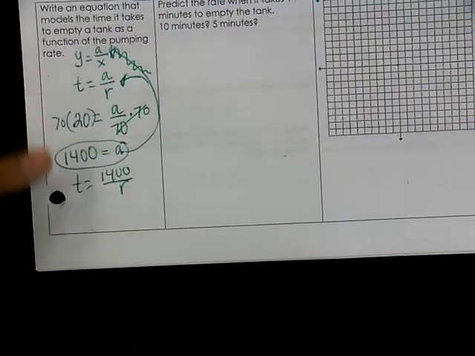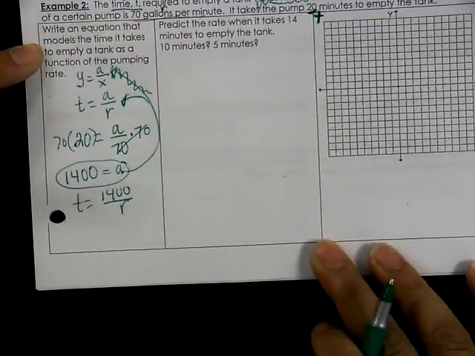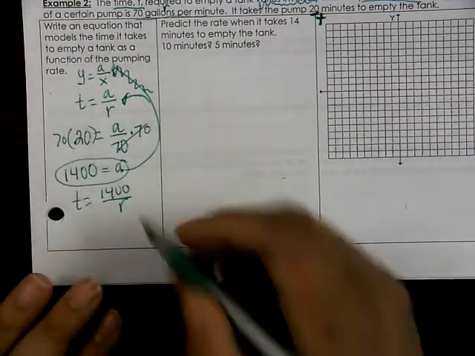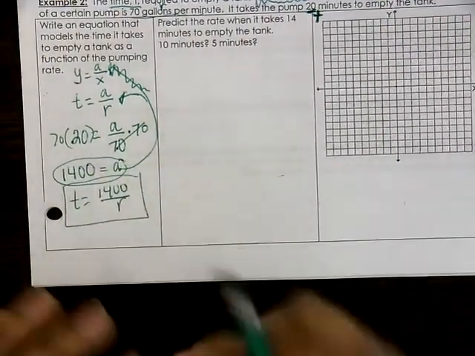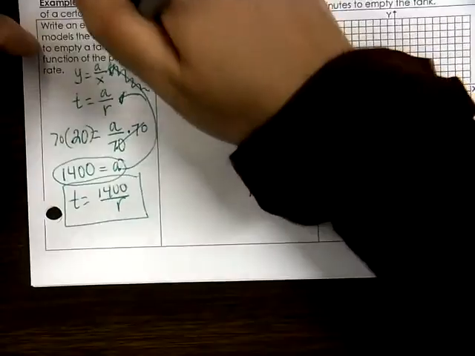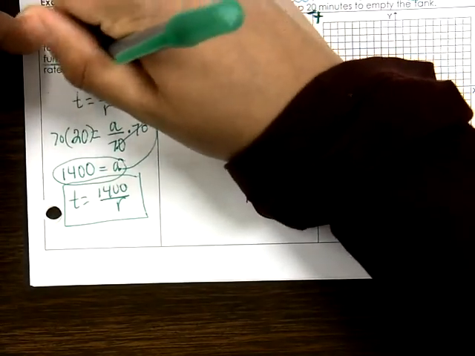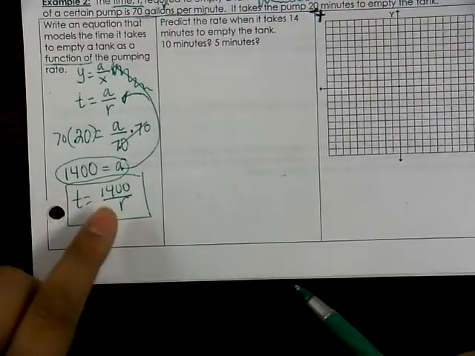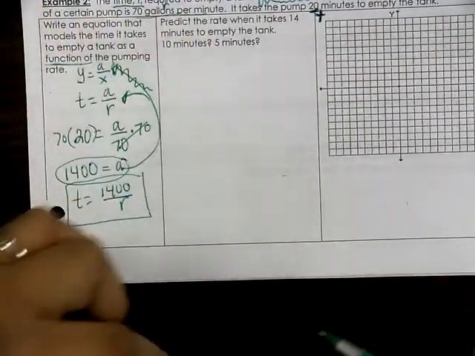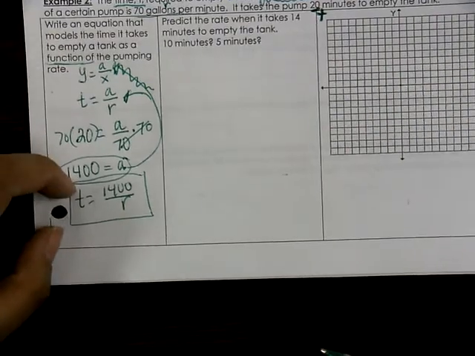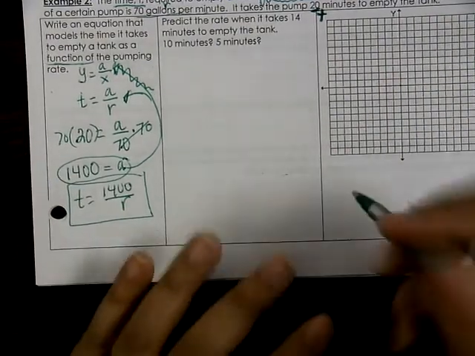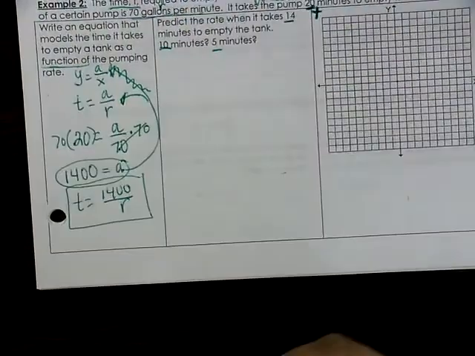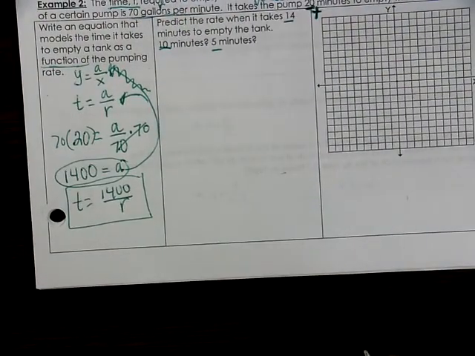That's all you have to do for the first box here, because it says write an equation that models time as it takes to empty a tank as a function of the pumping rate. That's my equation. And again, the reason they say it this way, as a function of the pumping rate, that means that you have to put t equals instead of r equals. Okay, so now the second part of the question, you have to take that equation you just came up with and keep plugging in numbers. We have 14 minutes, 10 minutes, and 5 minutes, and that's all going in for t, time.